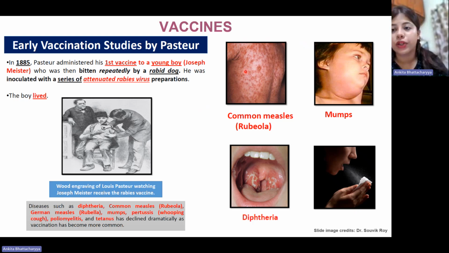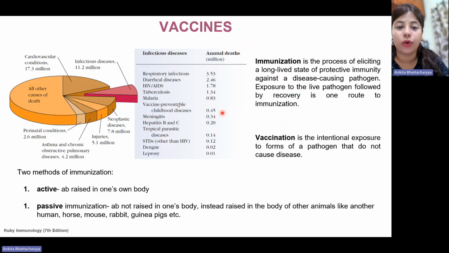And what you see on the right are the different types of symptomatic manifestations of these diseases. So this is common measles or rubella, mumps, diphtheria, and this is of course for whooping cough. I did not label it, but yes, that's what you see as the manifestation of these diseases that have declined dramatically over time. Here you can see a comparison of all the different types of diseases that have very significantly affected society at large.